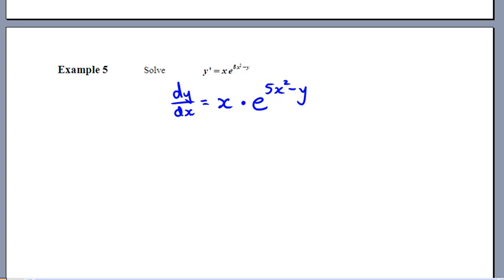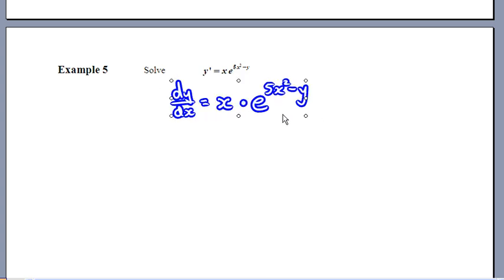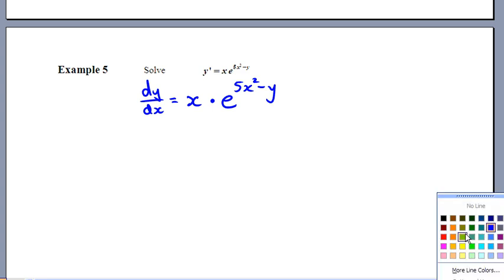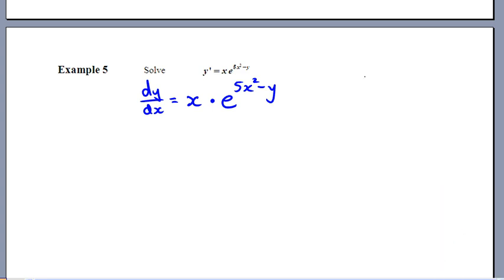Well, how about this? I'm just going to move this a little bit. Thinking back to just Math 10 for a minute, just thinking about patterns. If I had, I don't know, a to the b, and I was dividing by a to the c, in Math 10 we would say, oh, well, that's just a to the b minus c. Let's just do that in reverse. The a is like the e, and then the b minus c is this 5x squared minus the y.